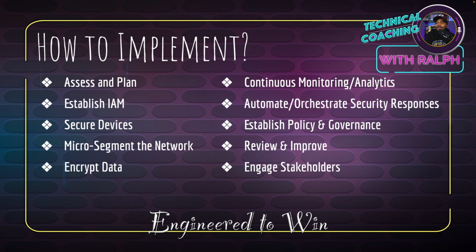So after we get that done, after we microsegment the network, we have to encrypt the data. So encrypt data in transit and at rest. Use TLS and SSL for data in transit. Encrypt sensitive data stored in databases and file systems. Manage encryption keys securely. Implement robust key management practices. Use hardware security modules, HSMs, or cloud-based key management services, KMS. All right. So implement continuous monitoring, right?